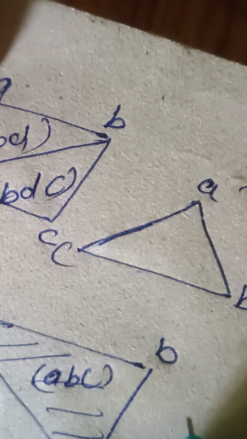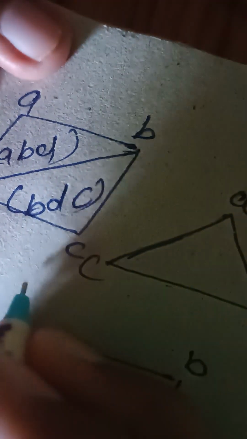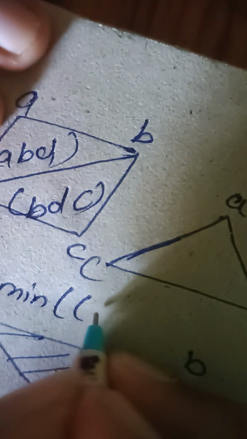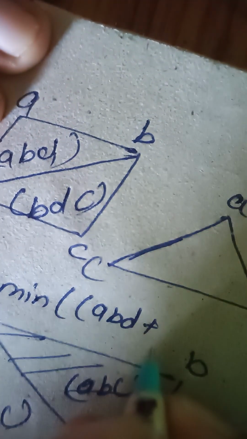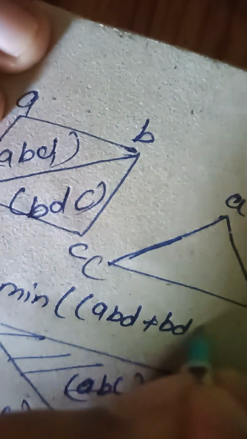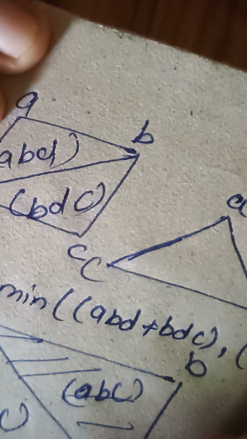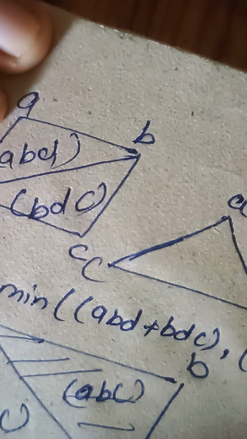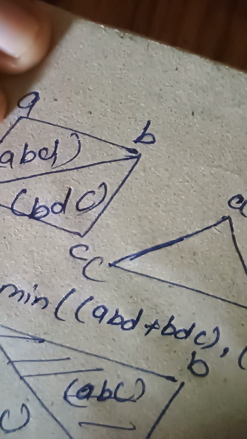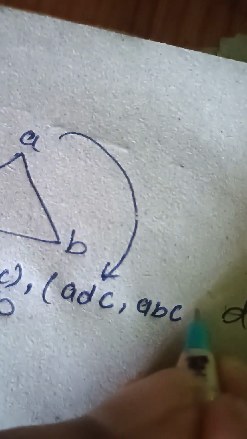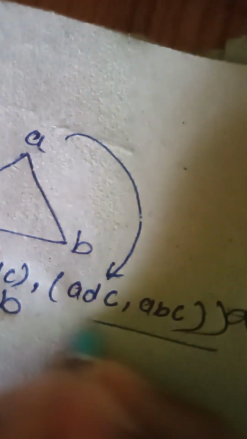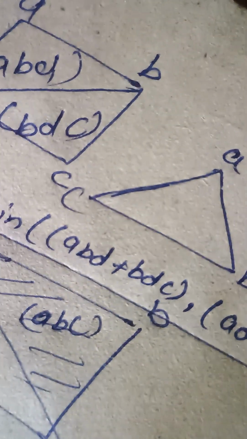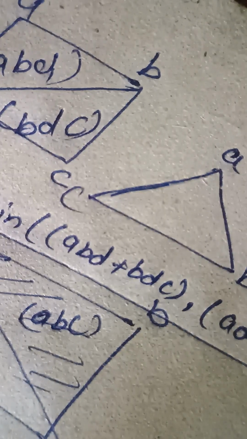So what we will do is write the minimum of ABD plus BDC, comma, ADC plus ABC. This will be our answer. I hope you got the problem, what I want to say.